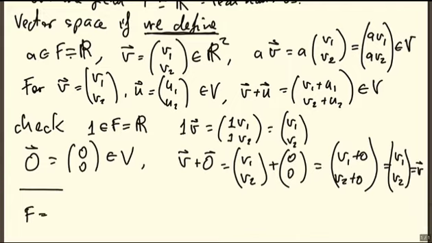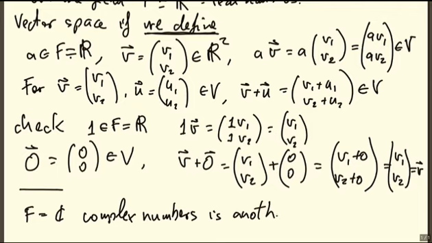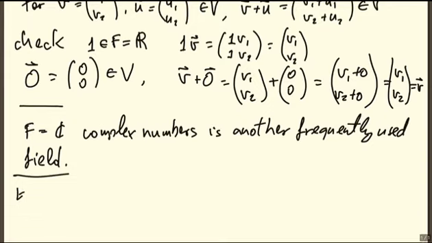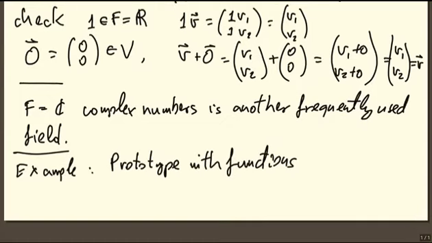Let me write down that F equals the complex numbers, the set of complex numbers, is another frequently used field. So the next example for vector spaces, after this very simple example with R2, will be a prototype example with functions. Again, this will be now very abstract, so we go back and forth between very abstract and simpler vector spaces to try to demonstrate and get used to working with vector spaces.